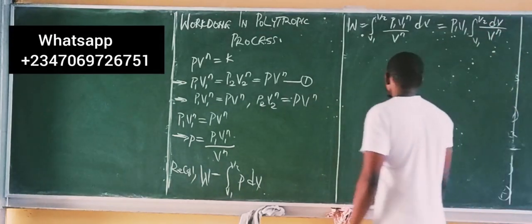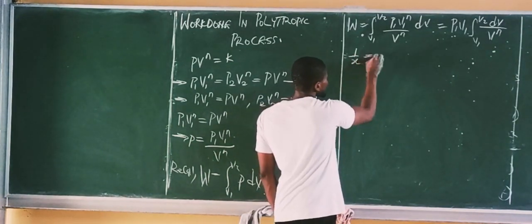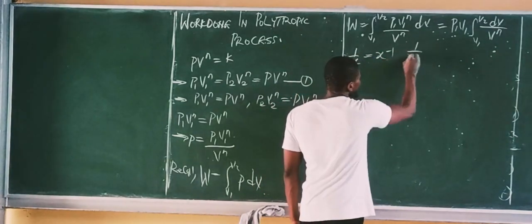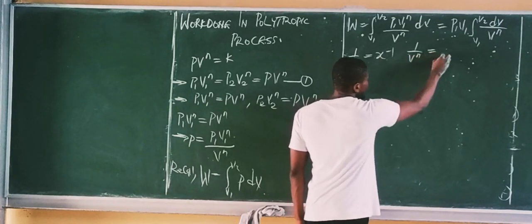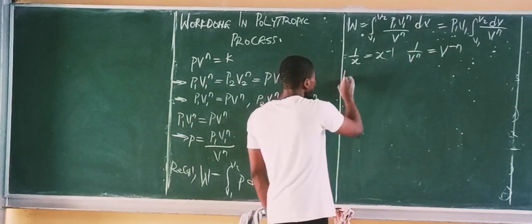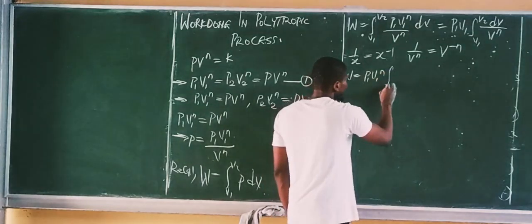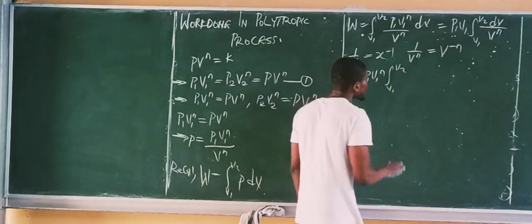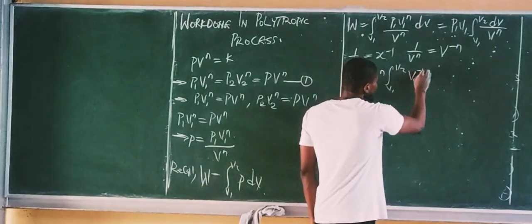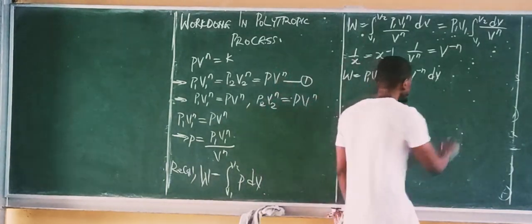Now by indices, recall, if I have 1 over x, this is the same as saying x to the power of minus 1. So 1 over V to the power of n is the same as saying V to the power of minus n. I can now write that equation as work done is equal to P1 V1 to the power of n, integral from V1 to V2, of V to the power of minus n dV.